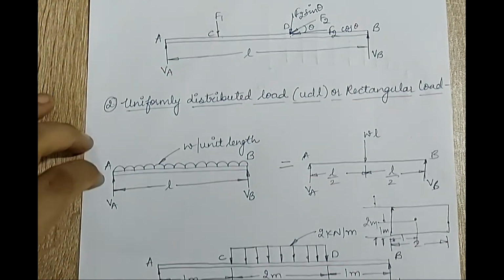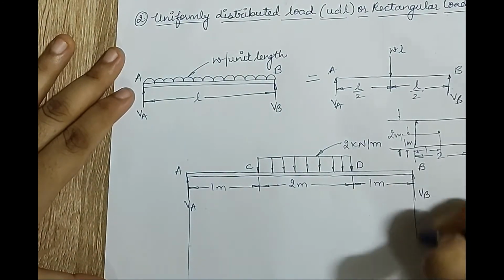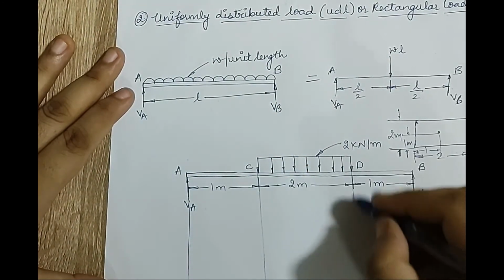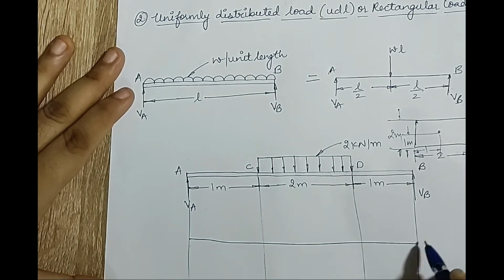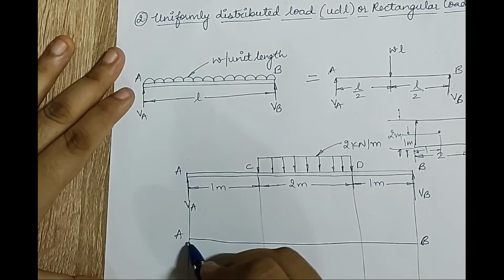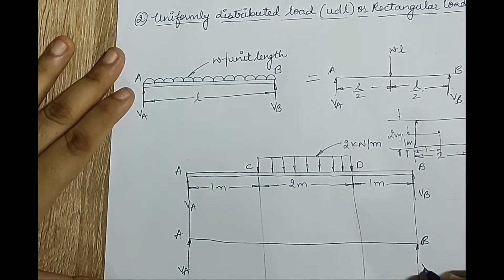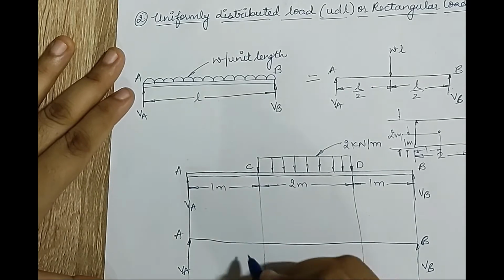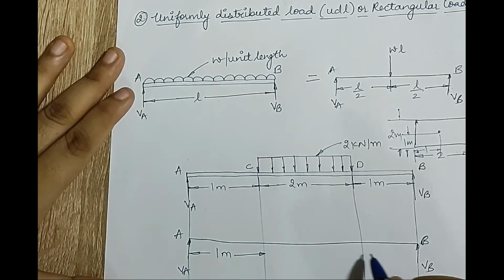Now I'll solve the numerical which I have taken over here. I'll just project the points. It will be very easy to draw. I projected the points. I just draw the beam AB. At A there is a reaction VA. At B there is a reaction VB. This distance is 1 meter, and this distance will be 1 meter.